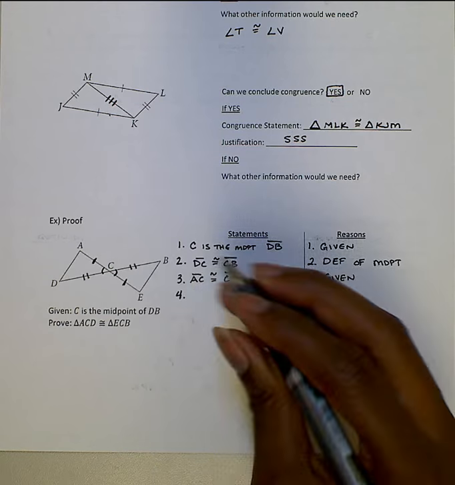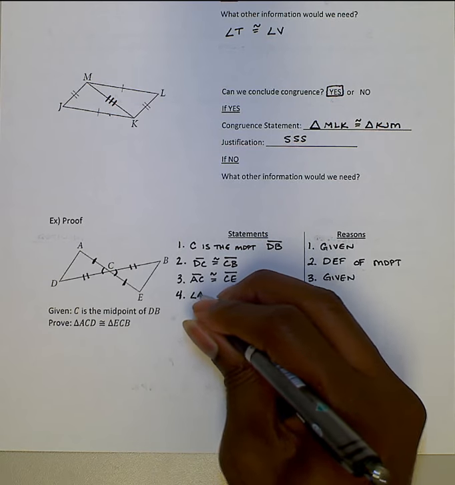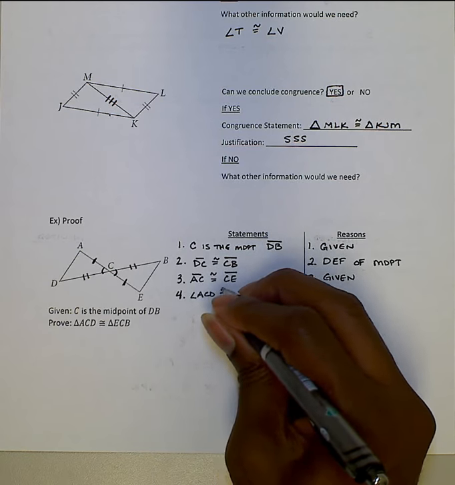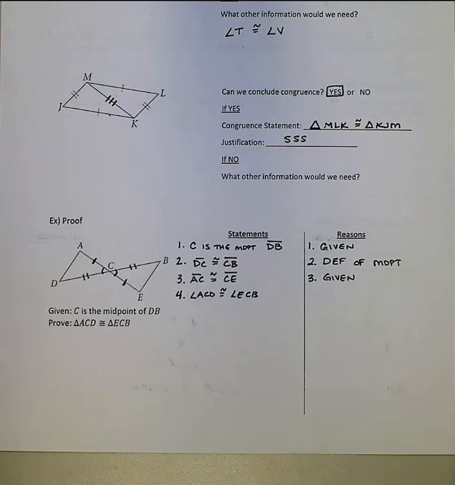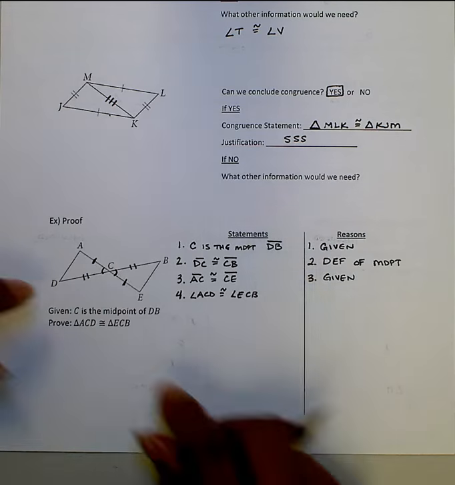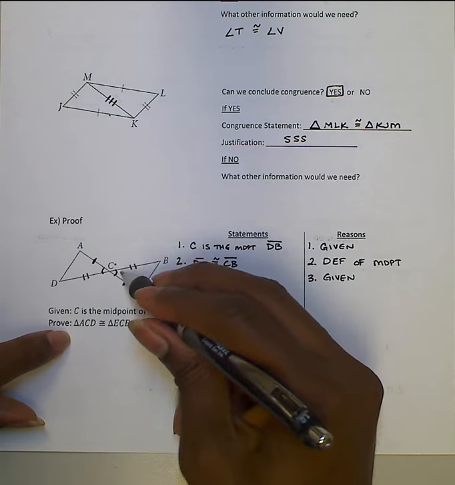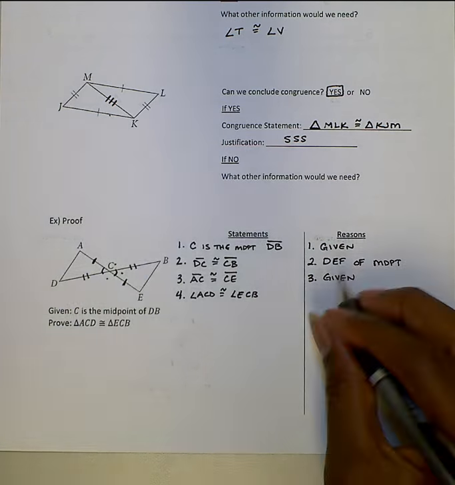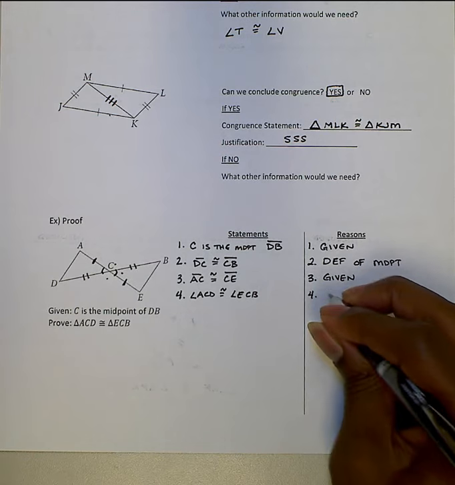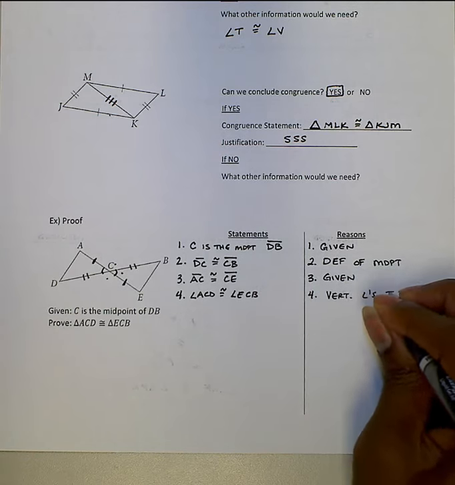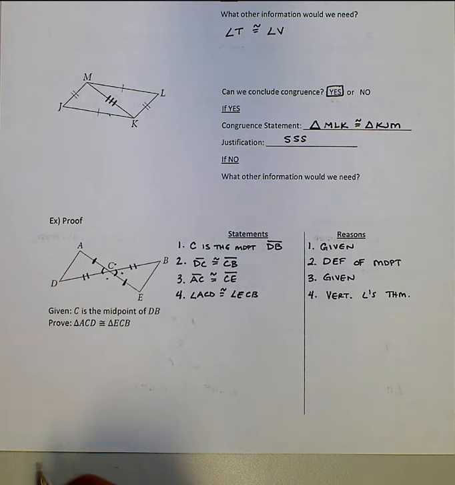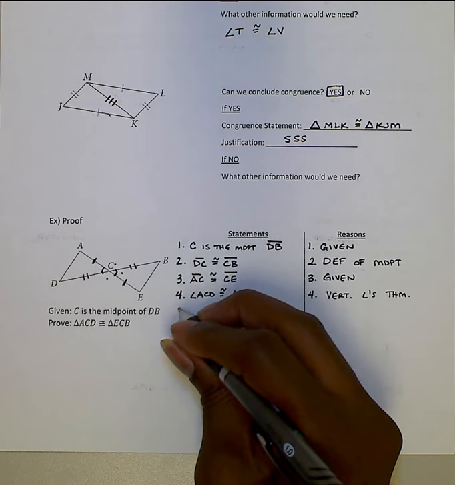So angle ACD is congruent to angle ECB. Remember, I can't just say angle C is congruent to angle C because I don't know what angle I'm talking about. I could be talking about 4 different angles here, right? So I need to be really specific with that. And I know they're congruent because of the vertical angles theorem. That says that all vertical angles are congruent to each other. And so now I can say, hey, I got side angle side.